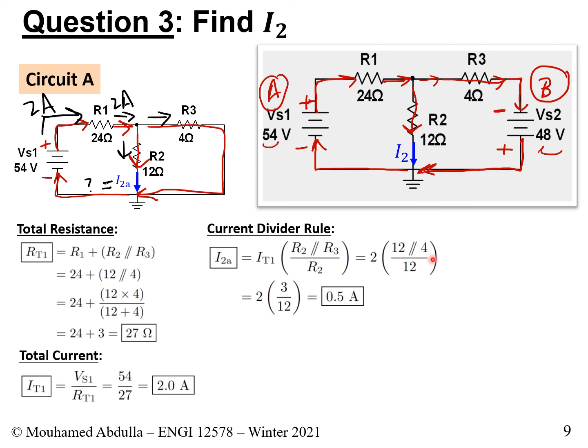12 in parallel with 4, well, we got it earlier. 12 in parallel with 4 is nothing else but 3. So it's 3. And in the bottom, we have 12. So that's 6 divided by 12, which is 0.5 amps. So we could put it in the summary table for circuit A: 0.5 amps flowing downward.